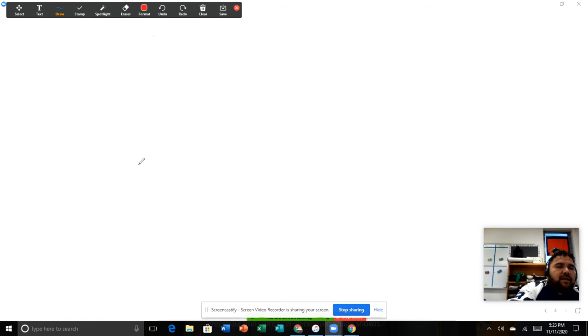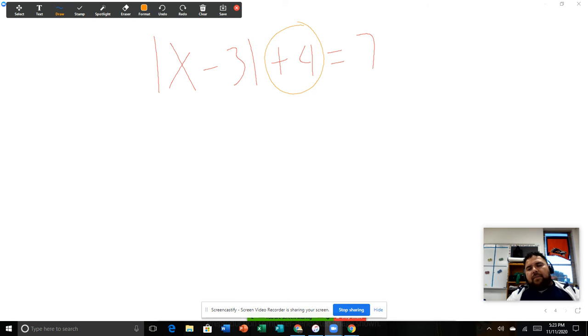We have an equation like this. Absolute value of x minus 3 plus 4 equals 7. Now, I can't do anything right away. There's this plus 4. I got to get rid of that plus 4. You got to isolate your absolute value. So what I need to do before I can do my two equations is I have to move that 4 over. So I'm going to subtract 4 to both sides. Once I do that, then I get the absolute value of x minus 3 is equal to 3.